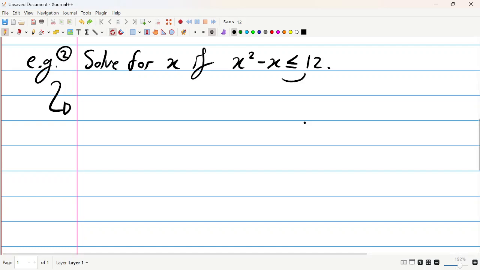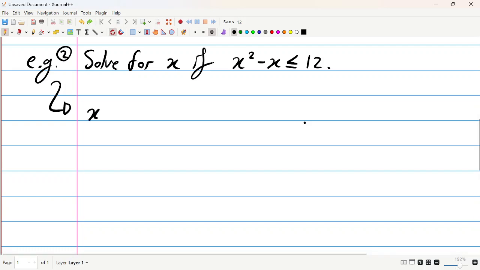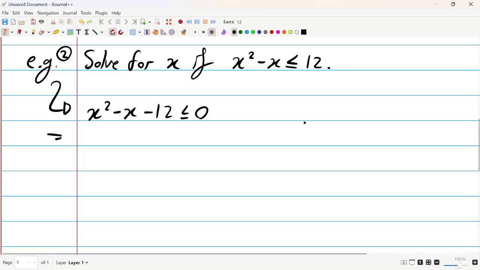So we'll take the 12 over and get 0 on the other side like we did with the other question. But in the other question, it was by default on the other side. So x squared minus x minus 12 is still less than or equal to 0, okay? Because you just took the 12 over. And then from here, what do we do? We need to factorize, okay?